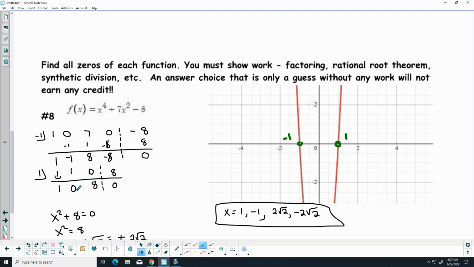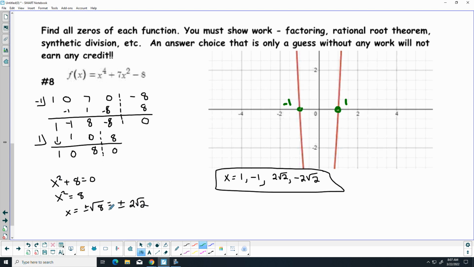Add. And I'm going to be left with a quadratic. x squared plus 8 equals 0. I solve for x, subtract it over to the other side, and I just noticed a small little mistake, so I'm going to fix that right now.